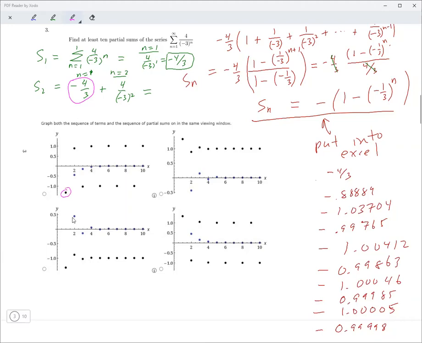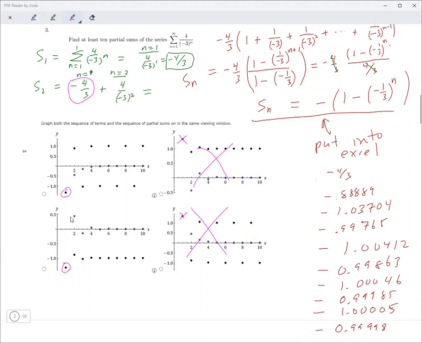So it has to be either this one or this one based on that. It's not going to be that or that, because this is positive 4/3. So you throw those both out. Then from there, the next term is going to be here.